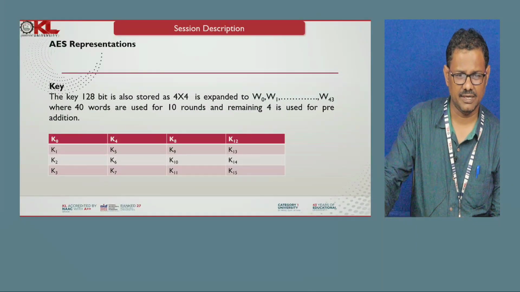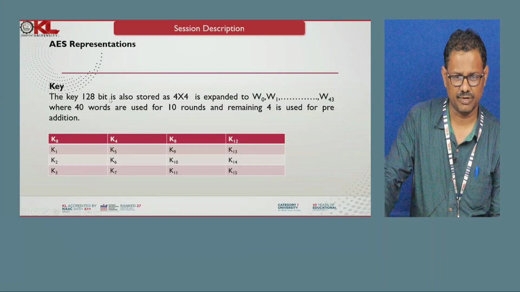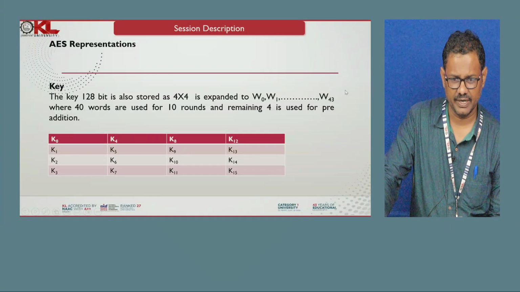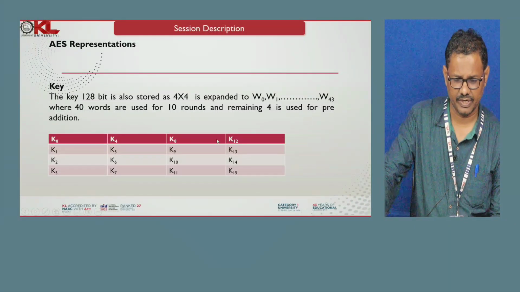So this is the key. The 128-bit key is also divided here into a 4 by 4 table, expanded to W0, W1 and so on. In total, 44 subkeys are produced, where 40 words are used for 10 rounds, and the remaining 4 are used for pre-round addition. So these keys are expanded to W0 to W43. These are the expanded keys, the subkeys. 40 words are used for 10 rounds, and the remaining 4 are used for pre-round addition.